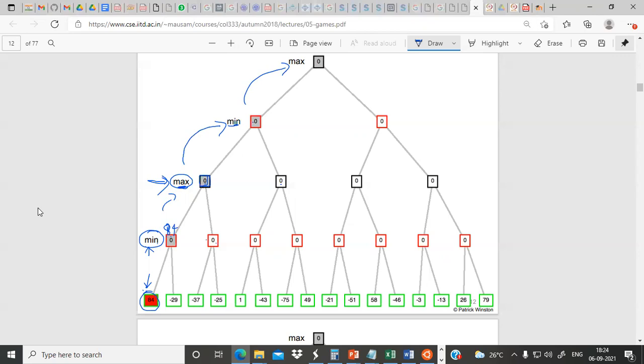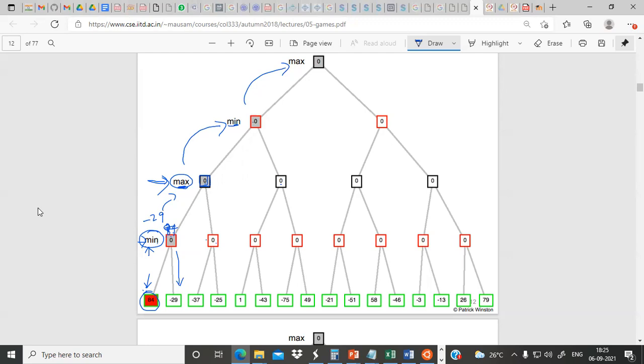Now this is not its only child, it has another child also, minus 29. Now this is a minimizing player, so this player wants to minimize. He again compares this score 84 with minus 29. Which is the minimum? Minus 29 is the minimum. So this will become minus 29. So now it has backed up minus 29, right?